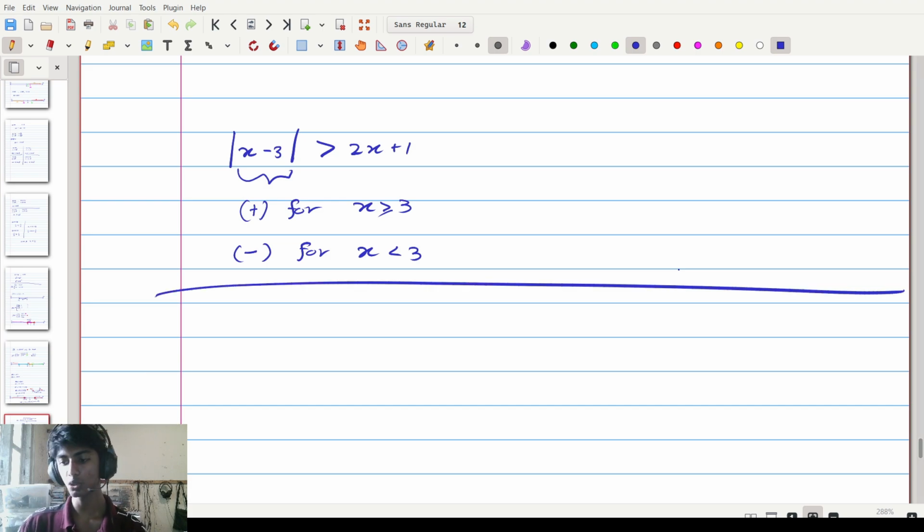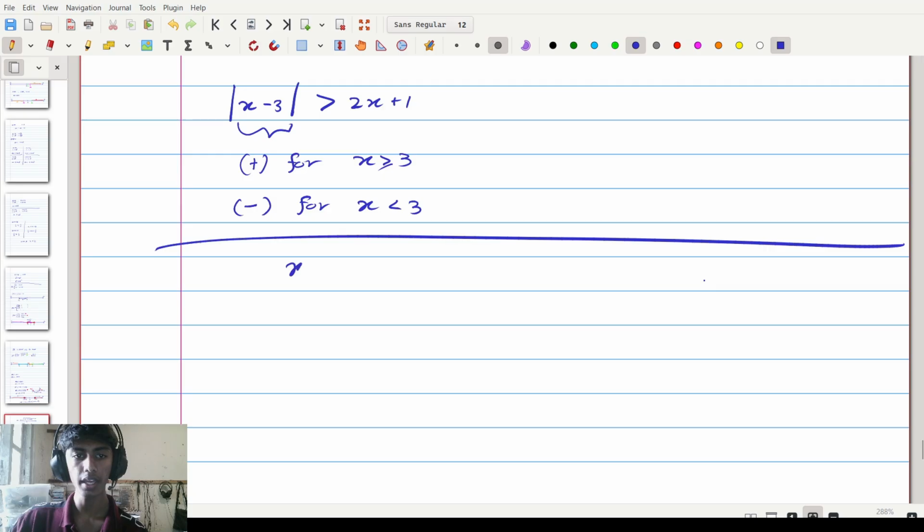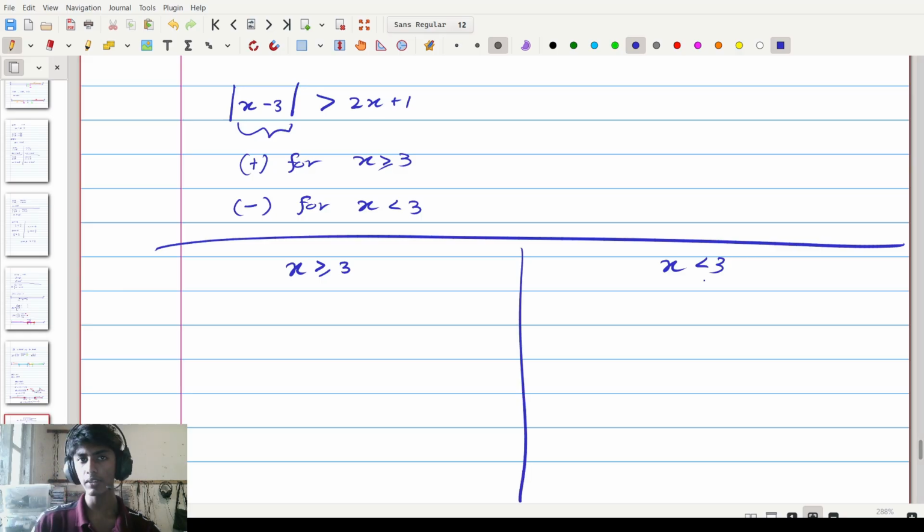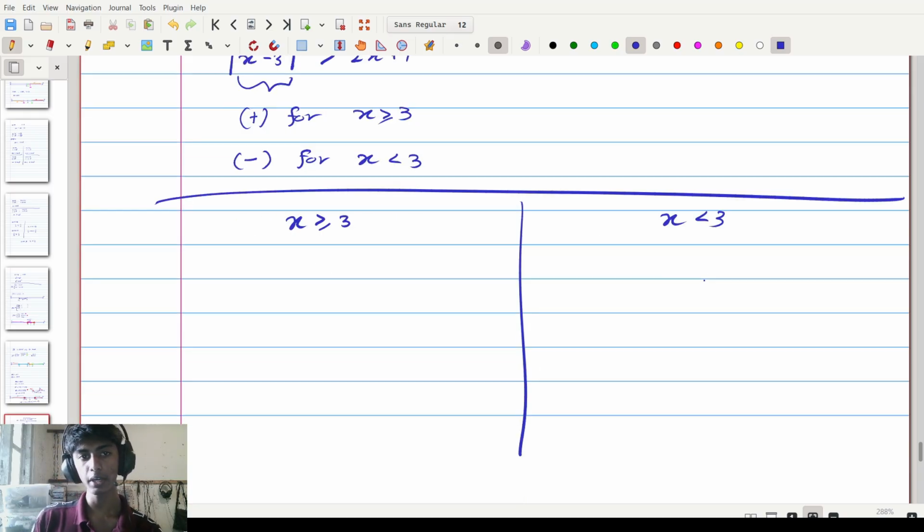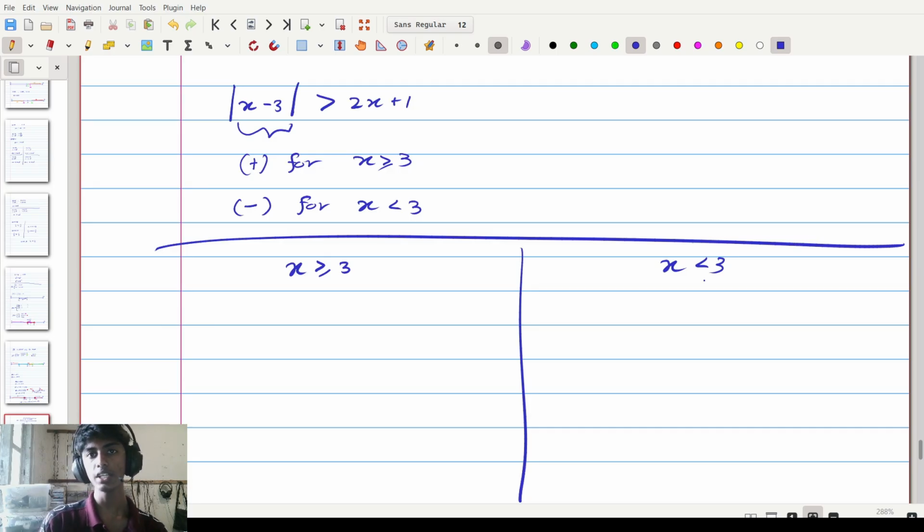So we can split this into two different cases. The first case is for x greater than or equal to 3, and the second case is for x less than 3. And for each of these cases, we can evaluate the function's behavior and solve for the values of x for which it's valid. So here, for the first case, when x is greater than or equal to 3, recall that the modulus function outputs itself when the value inside of it is positive, i.e. the absolute value of x is equal to x for x greater than or equal to 0. So if the internal function is positive, i.e. x is greater than or equal to 3, then we are just going to have x minus 3 being greater than 2x plus 1.